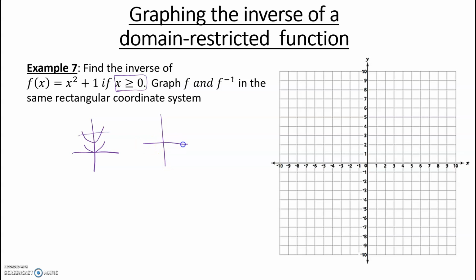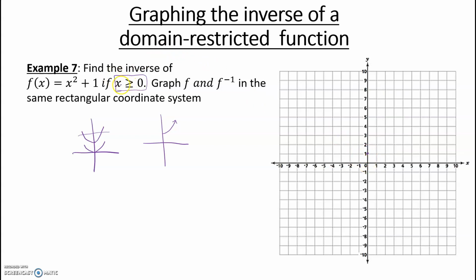Because if I restrict the domain to just x greater than or equal to 0, I'm only working with this part of the graph, and that does pass my horizontal line test. So what they did in this one is restrict the domain. They took a piece of that parabola so that we did have an inverse. We're going to graph it. We only want that piece where x is greater than or equal to 0. If 0 is plugged in, we get 1. So 0, 1 is my vertex.